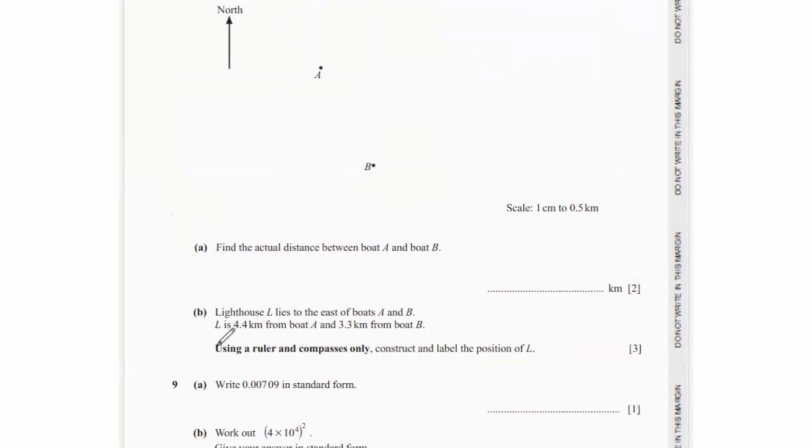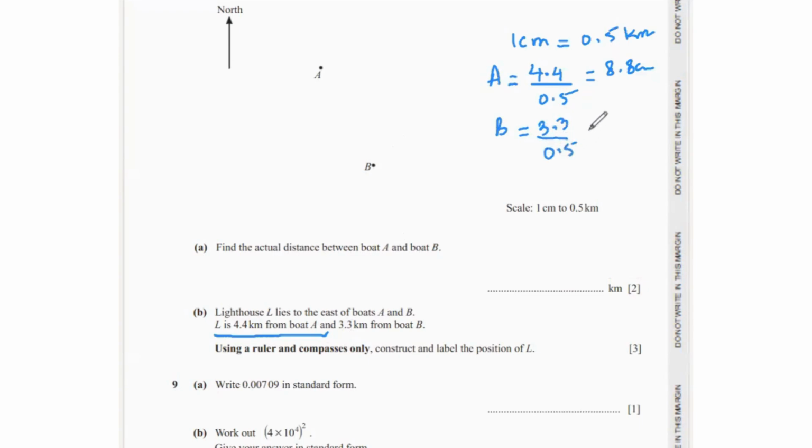Now, they told us that L is 4.4 kilometers from boat A. So we know that 1 centimeter is equal to 0.5 kilometers based on our scale. So to convert 4.4 kilometers into centimeters, we will divide 4.4 by 0.5, and that will give us 8.8 centimeters. This is for A. Then for B, you will divide 3.3 by 0.5 to find the distance on the map. So 3.3 divided by 0.5 is going to be 6.6 centimeters.